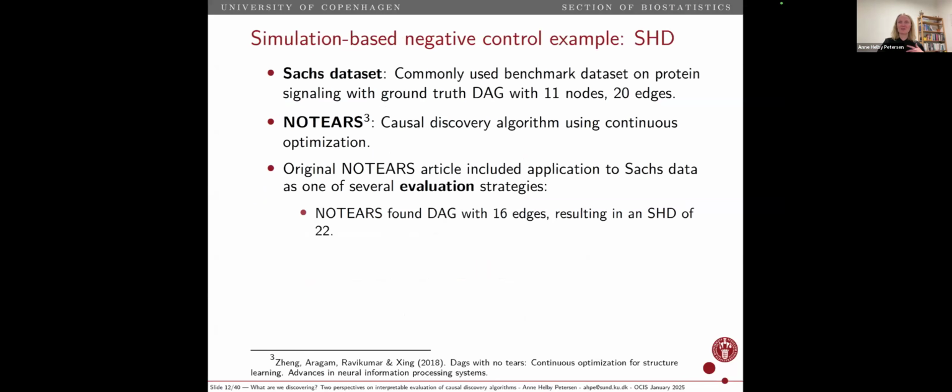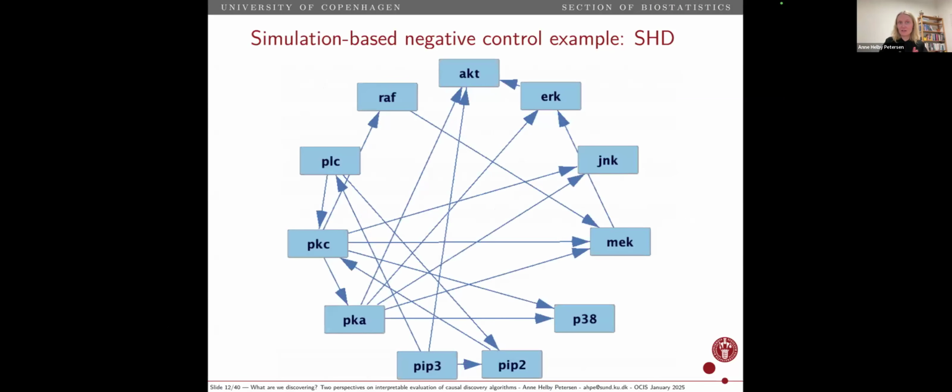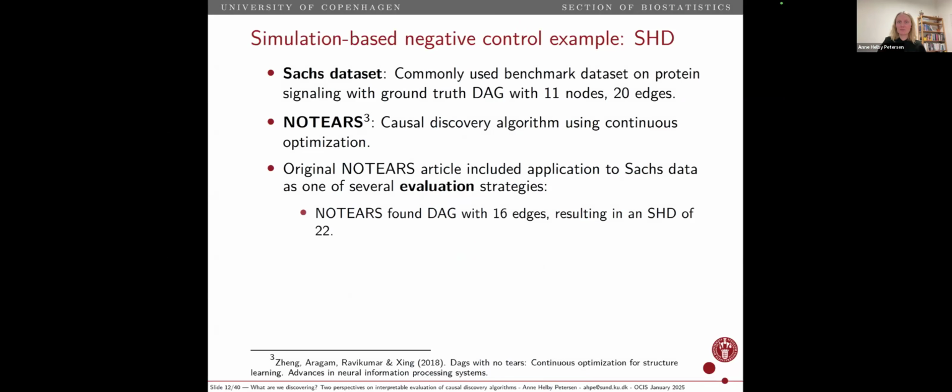All right. So to give you a simple example of how you can do this using just very simple simulations, let's consider this setting. One of these infamous causal discovery evaluation data sets is the SACHS data set. It's a benchmark data set about protein signaling, and it has a true ground truth DAG with 11 nodes and 20 edges. It looks something like this. So that's the ground truth. We have data on it, and then we can use it to see if a certain algorithm works well or not. And I will specifically focus on the NOTEARS algorithm.